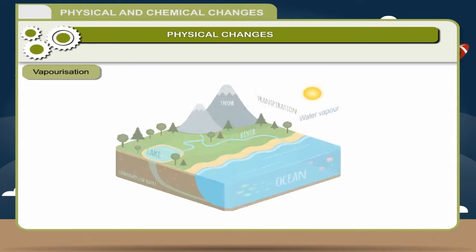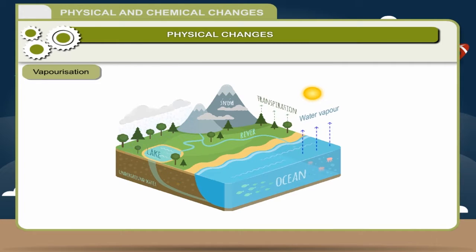For example, formation of steam from boiling water is an example of boiling, while formation of water vapor from seawater through continuous heating is an example of evaporation. A gas can be converted back into liquid form by lowering its temperature.